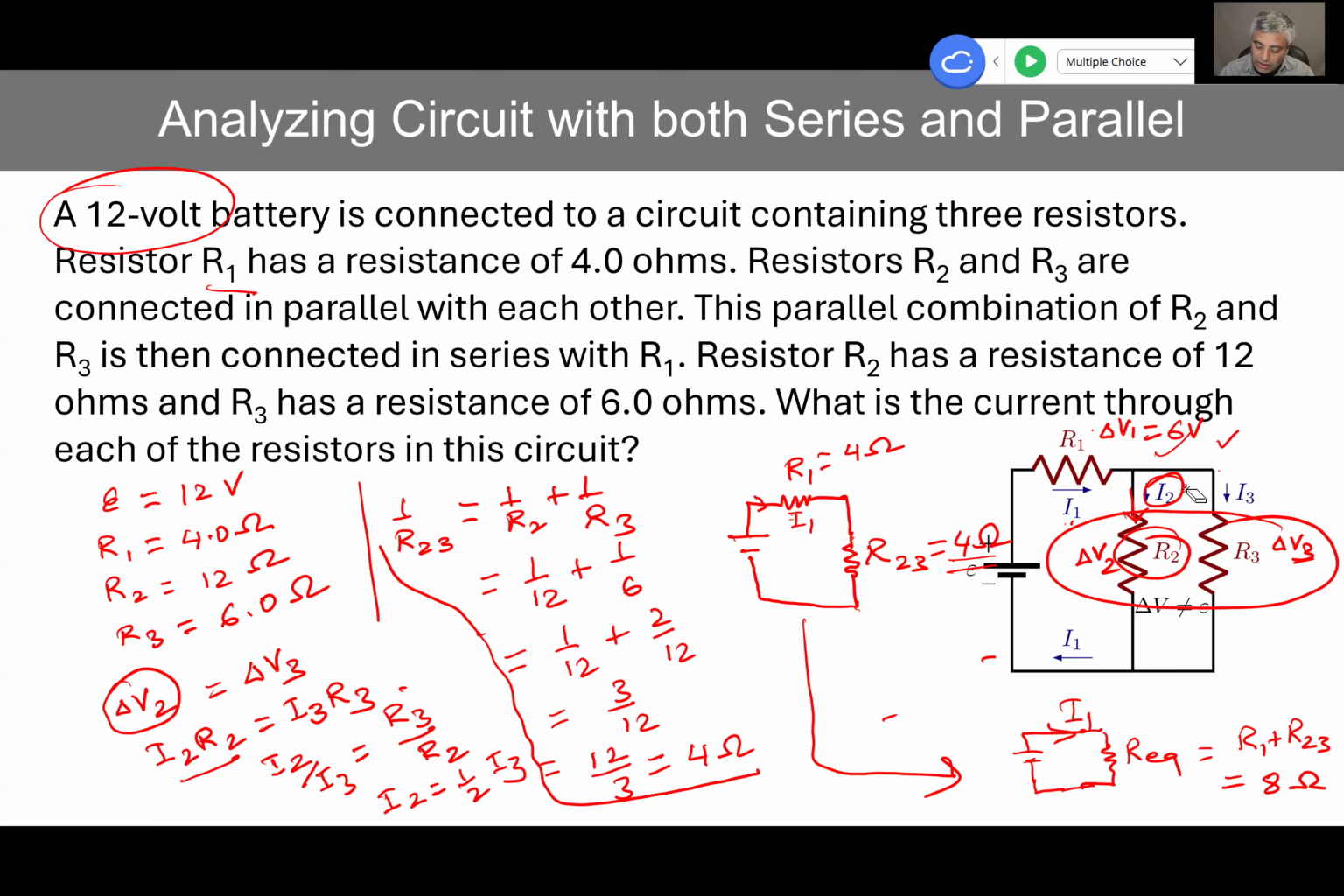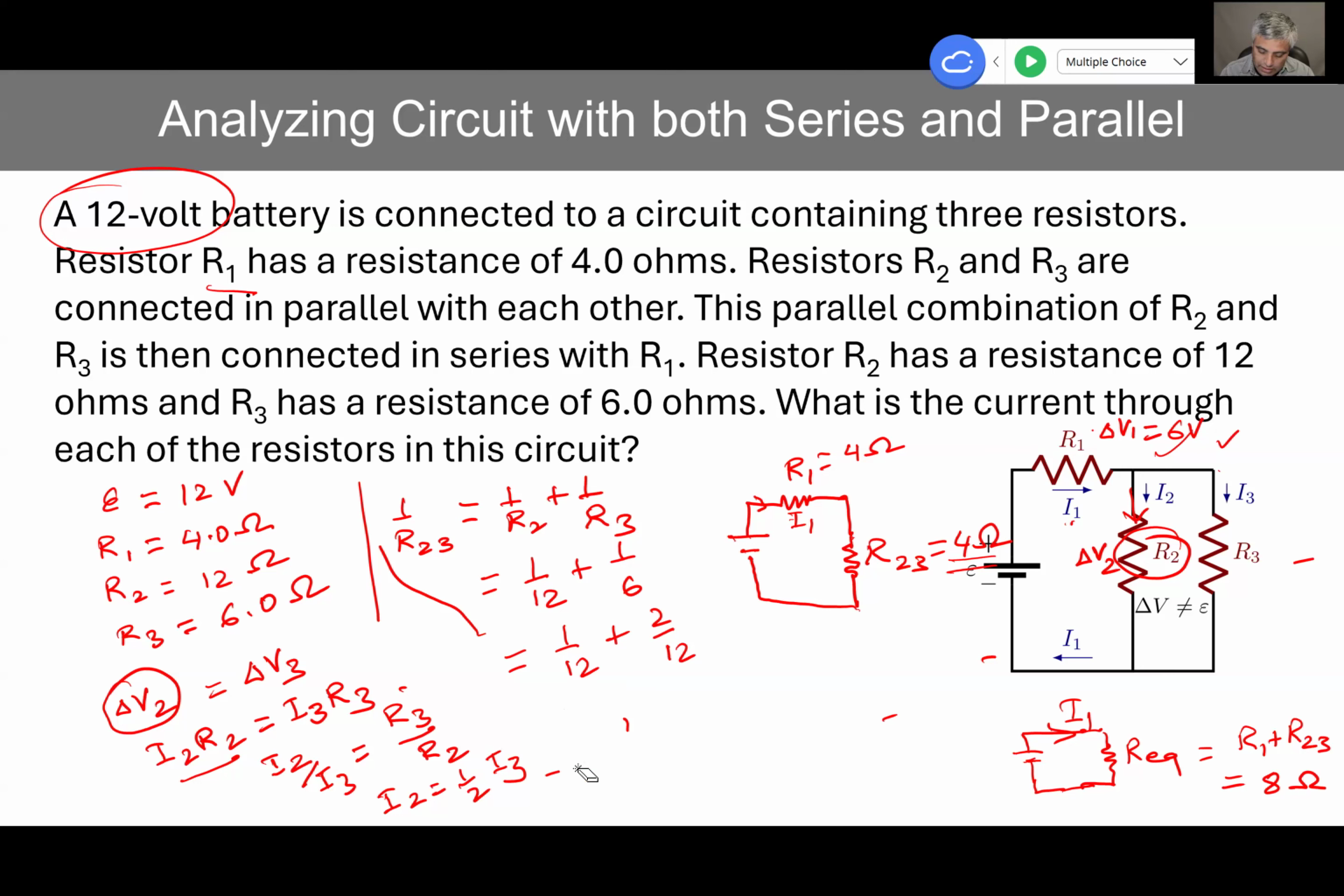And another thing you know is I2 plus I3 is the same as the current that goes through this one, I1. So you can use that one too. So now with these two equations and knowing this, the unknowns are just two, so you should be able to solve that. Whichever you find easier, you can use it, okay?